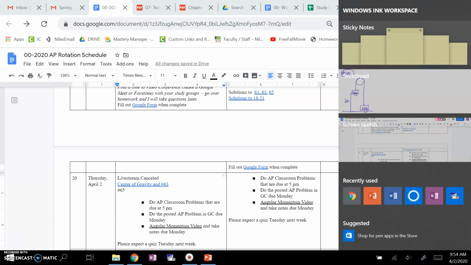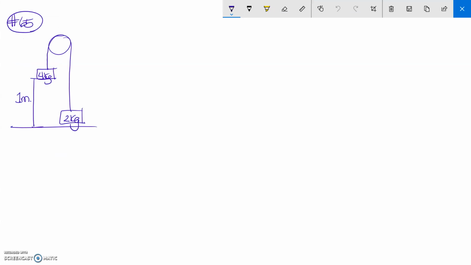Okay, I'm going to go over number 65 from the textbook. Here is the problem. You have a mass of 4 kilograms and another mass that's on the ground of 2 kilograms. And the problem is that you want to find the time it takes for this to hit the ground. They both start from rest.